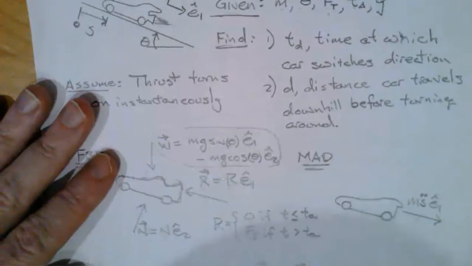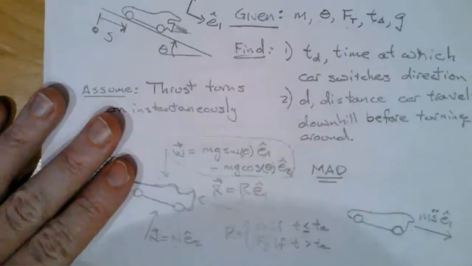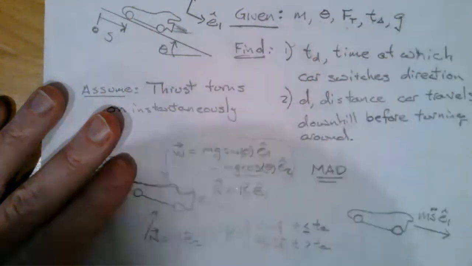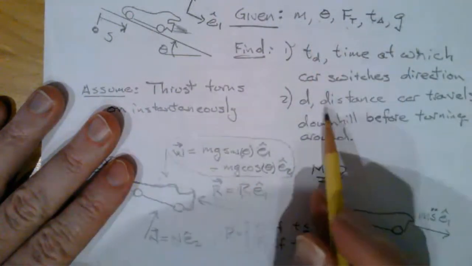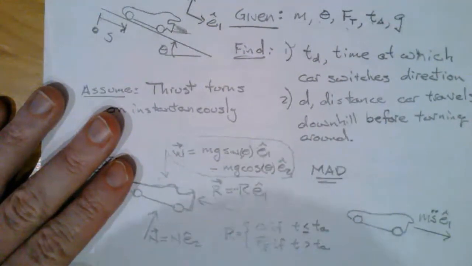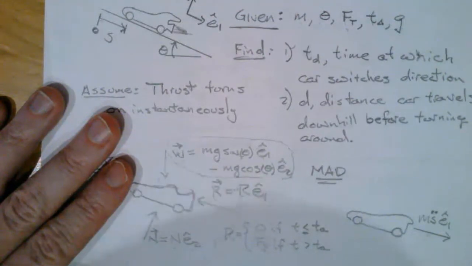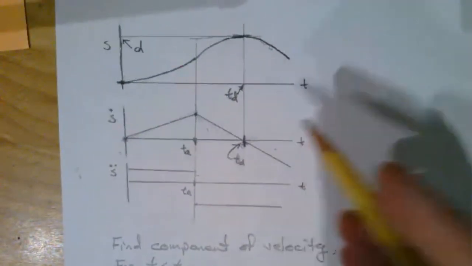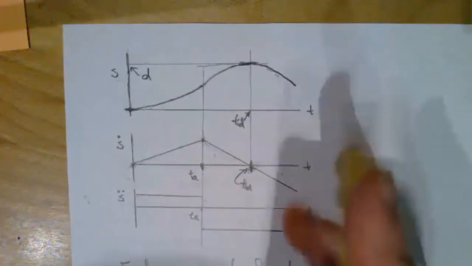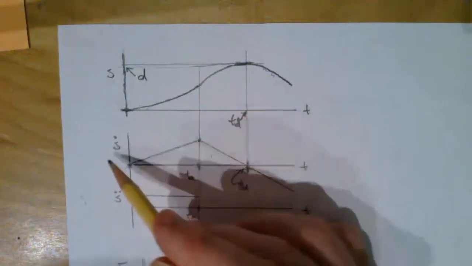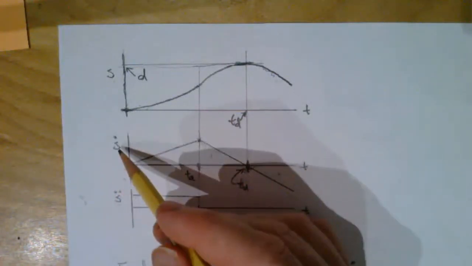All right, so where does that leave us? Remember, here's our problem. We were asked to find the time at which the car switches direction. We did that one. That one's done. Now we have to find the distance the car travels downhill before turning around. I'm going to leave that one for you to do. That one's your task. But we've already discussed how we do it. In fact, we've done most of the work already. What you're asked to do, using this plot we created before, is find this distance right here. So you're going to have to take our expressions for s dots.